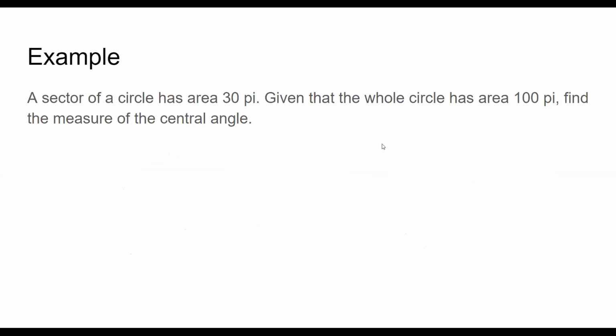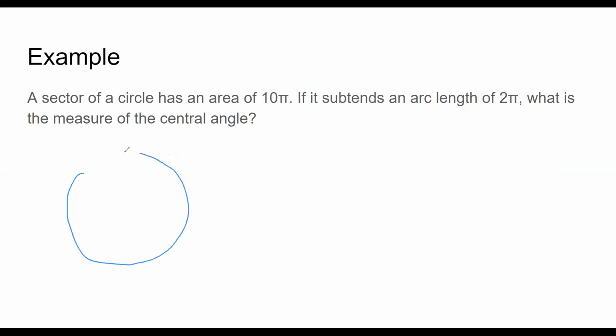Okay, this one's a bit more challenging, but let's see what it is. So a sector of a circle has area 10 pi, so that's the area.